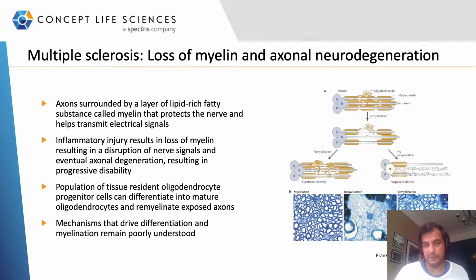So as I mentioned, remyelination is possible. There is a population of tissue-resident progenitor cells, oligodendrocyte progenitor cells, OPCs, that are able to differentiate into newly myelinating oligodendrocytes and repair this exposed axon. However, the mechanisms that underpin that repair process are poorly understood, and indeed the mechanisms that drive the initial degeneration are not that well understood either, and this really motivates us to develop better tools to be able to understand this process.